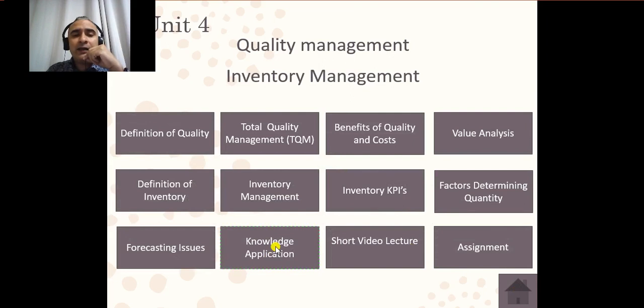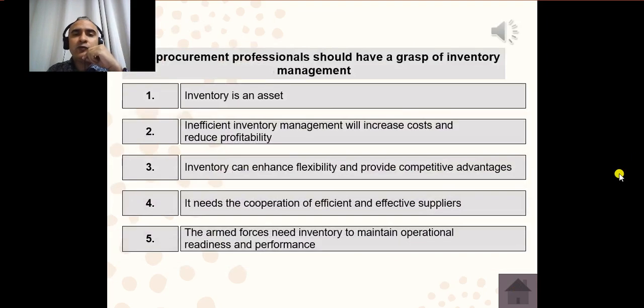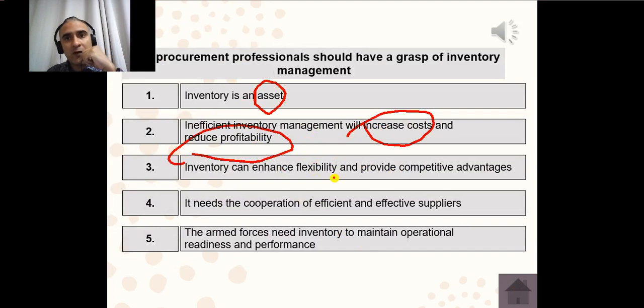So now why do we need to know inventory? Why inventory management? Why is it important? Because, like I was saying, inventory is an asset, it's money. Whenever we have inventory, it can increase the cost and reduce profitability. That means less money for the company. So we have to know what we have in inventory and how we can move it.